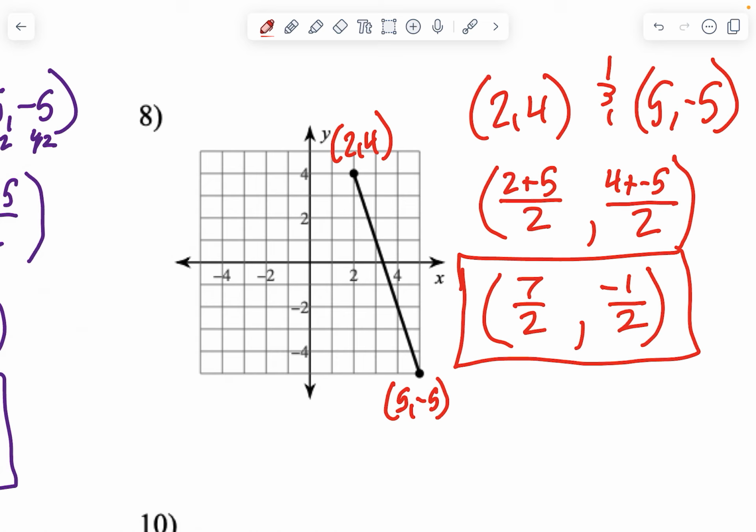And so same thing, if I go through and check this on my graph, so I just told you that this was 3.5 and -1/2, that's this point right here. And if I take a look, I feel really good about that answer.